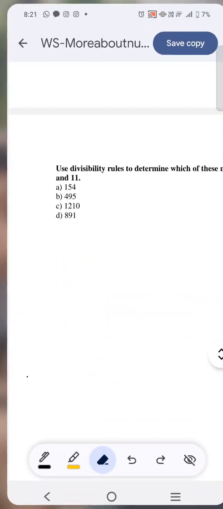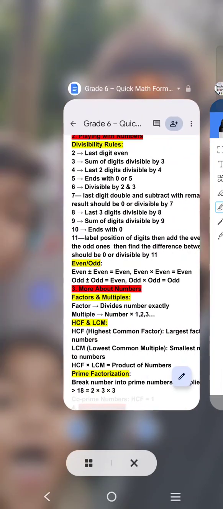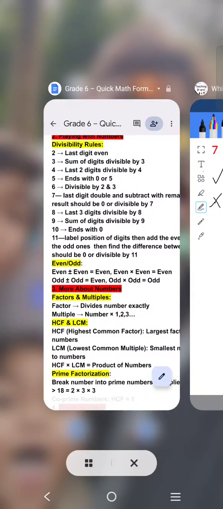Let's try it by 10, which should be ending with 0, and it is ending with 5. Sorry. Oh, I'm really sorry.